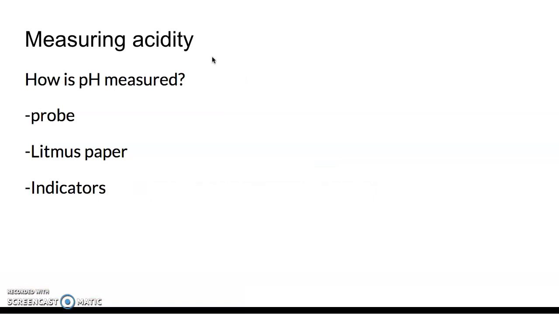So how do we measure acidity, how do we measure pH? There are probes that we can use to measure the pH. Litmus paper tells you if something's an acid or base, it changes color. The one thing that's really special about acids and bases is that they change color based on pH. Yes, they change color based on acidity. And we have several indicators, which are just dyes that change colors in the presence of different amounts of hydrogen ions.